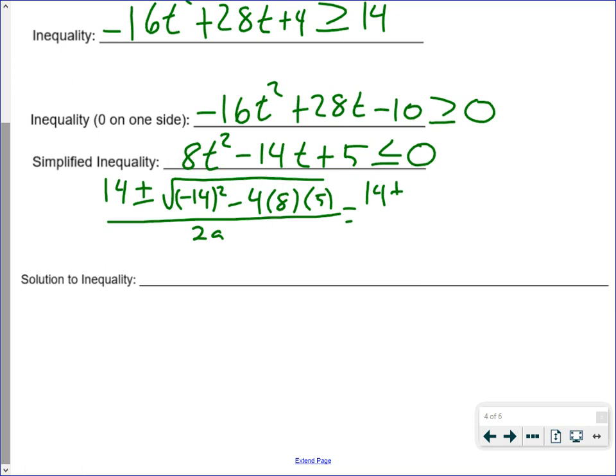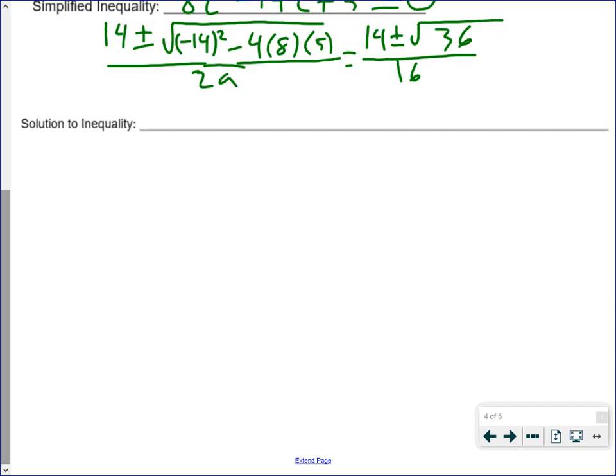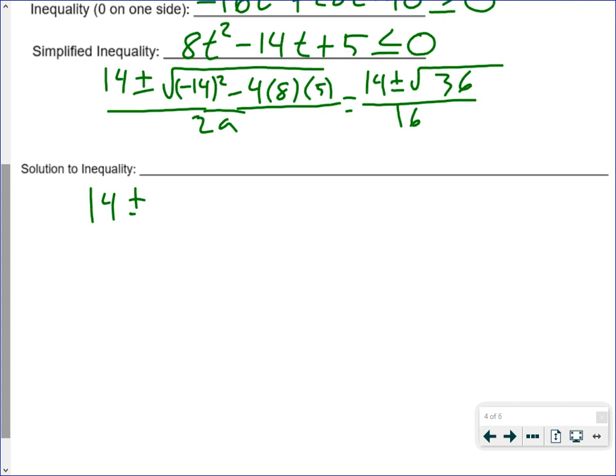We have 14 plus or minus the square root of negative 14 squared. I think that is 196. It is. We have 196 minus 4 times 8 times 5, which is 160. So 196 minus 160 gives us the square root of 36. All that all over 2a. Our a is 8. I don't know why I put 2a in the beginning, but it is 2a, or in other words, 16. Right? So I'm going to continue this on down here. So you have 14 plus or minus the square root of 36 is just 6, all over 16.